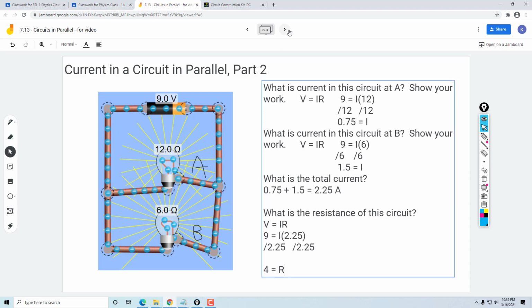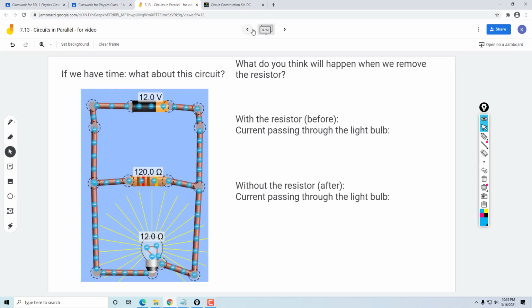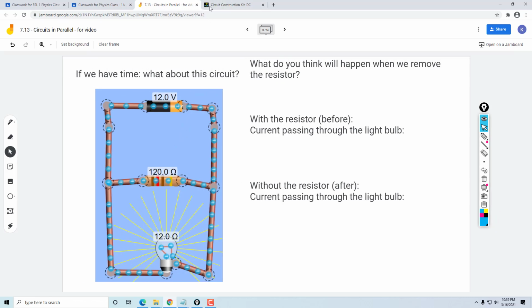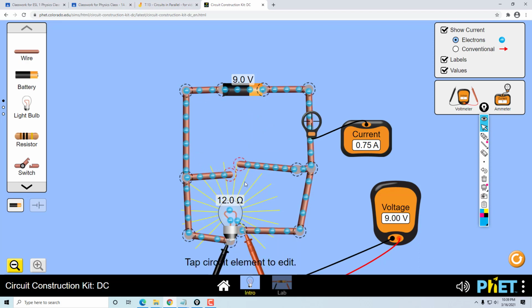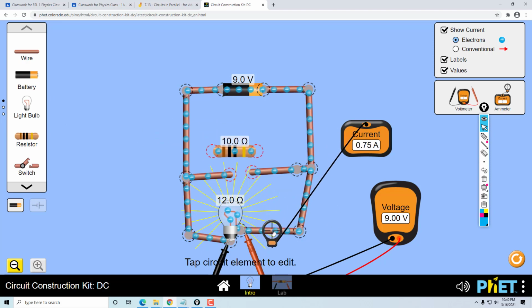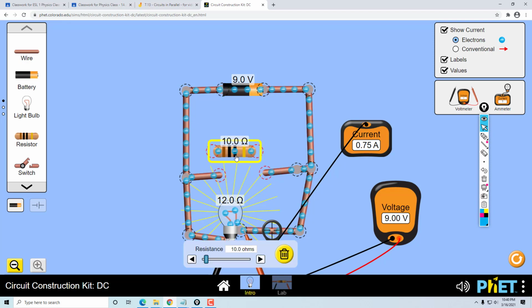Okay. So what happens if we have a circuit with a 12 ohm light bulb and a 120 ohm resistor? So remove this light bulb. Of course, this light bulb stays on because it's a circuit in parallel. But what happens when we add this resistor in here? What's going to happen to the current here and the voltage used? Let's see. So this is going to be a 120 ohm light bulb. Much more resistant than our light bulb.